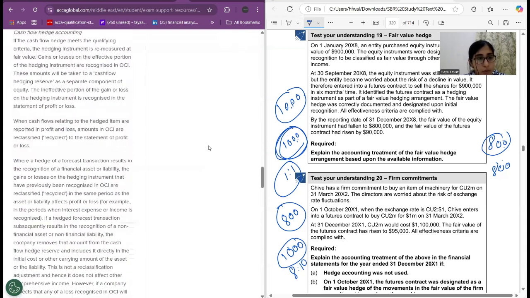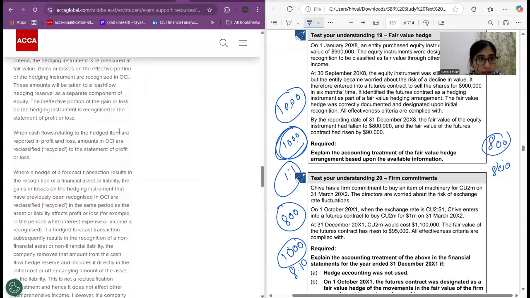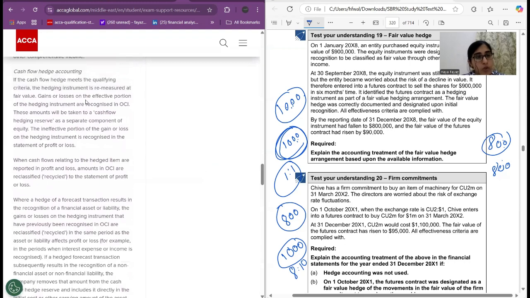So cash flow hedge: if the cash flow hedge meets the qualifying criteria, the hedging instrument is remeasured at fair value. Gains or losses on the effective portion of the hedging instrument are recognized in OCI. These amounts will be taken to a cash flow hedge reserve as a separate component of equity.